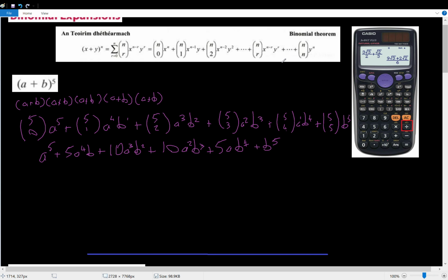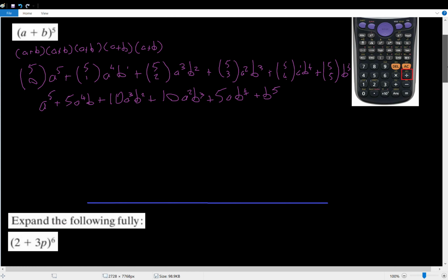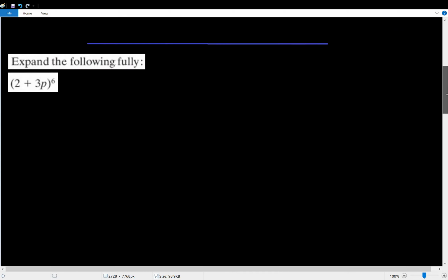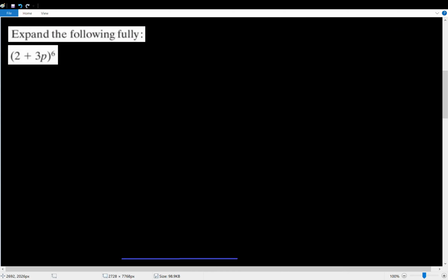It's still going to be this binomial theorem formula up here, and it's still going to look exactly like we've written it out here for the a plus b to the 5, only this time instead of b we've got 3p, and instead of a we have 2. So we're going to start off with 6 choose 0, because, remember, power 6, and it's going to be 2, so our a value to the power 6, and then it's going to be times our b value to the power 0, but we don't need to write that in.